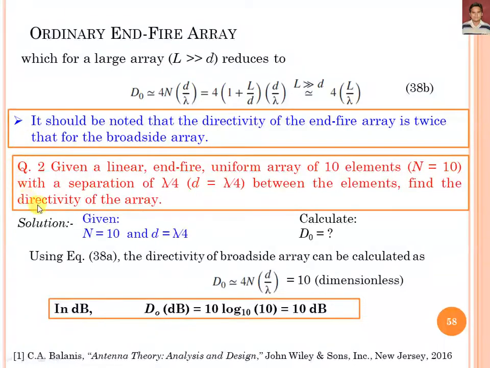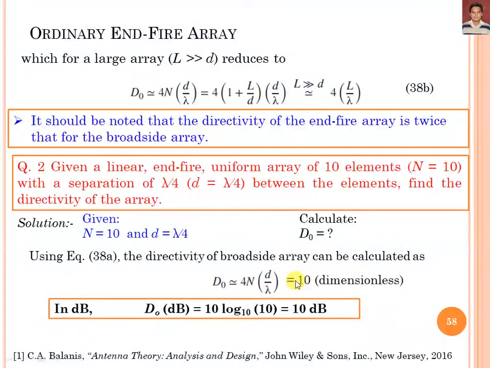Same problem we have to consider, but in this case we are going to analyze it for the end fire array, and again N is equal to 10 elements and d is equal to λ/4. We need to calculate the directivity for the ordinary end fire array. By using this expression, D0 is approximately 4Nd/λ. N is given, d is given, then we are getting 10. So in terms of dB we are getting 10 dB.